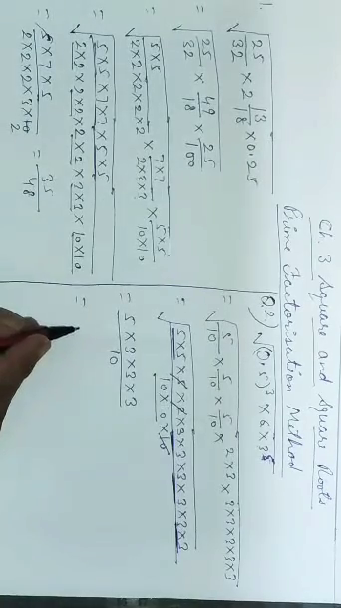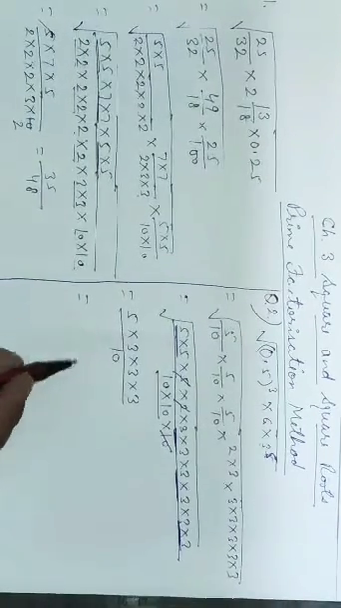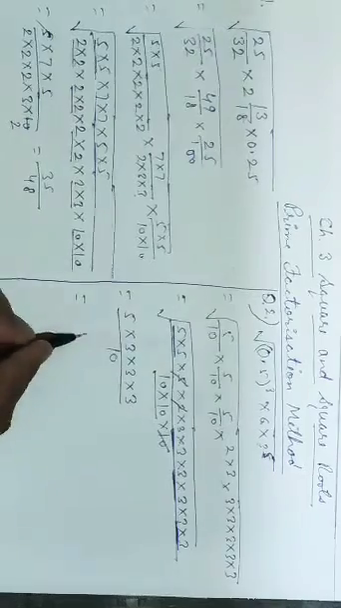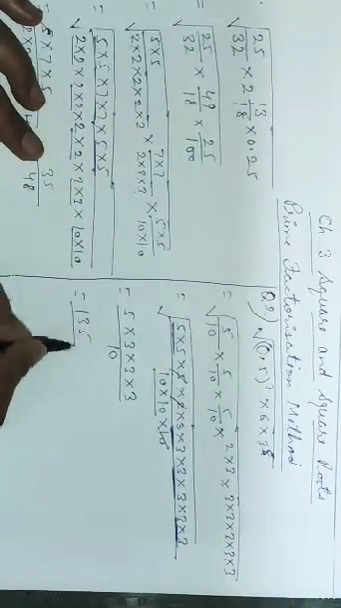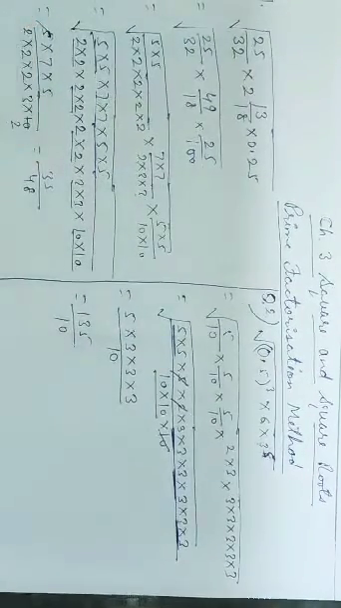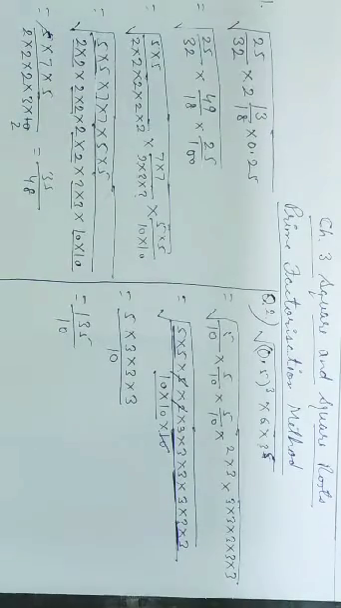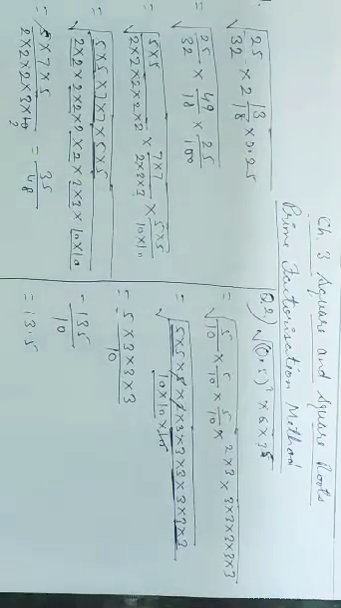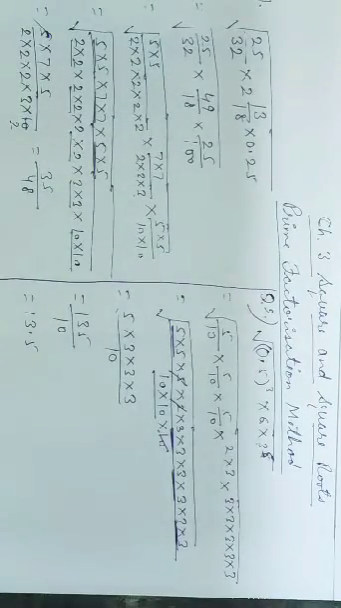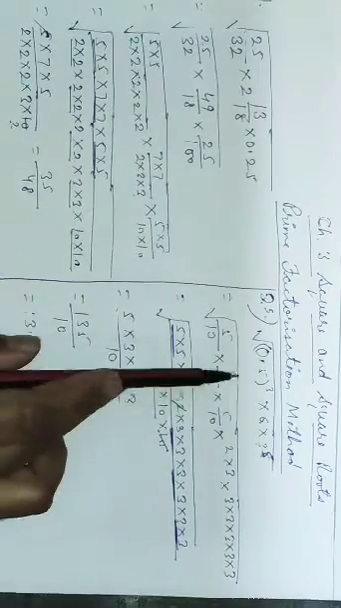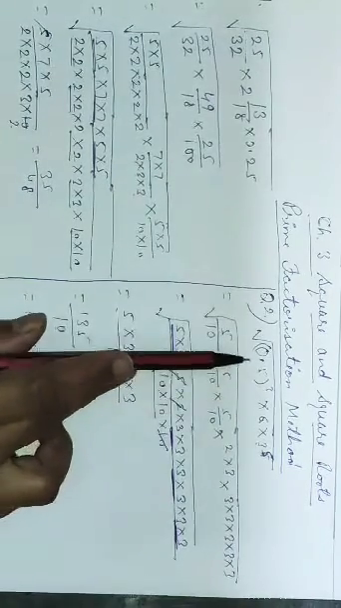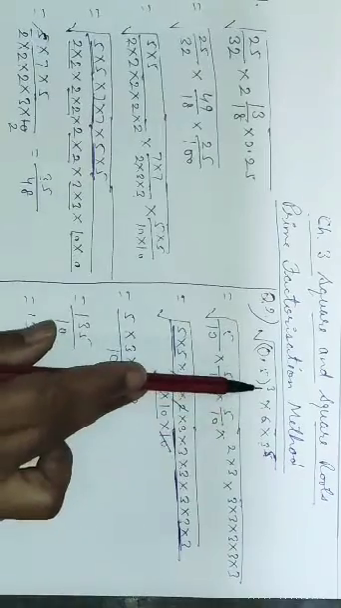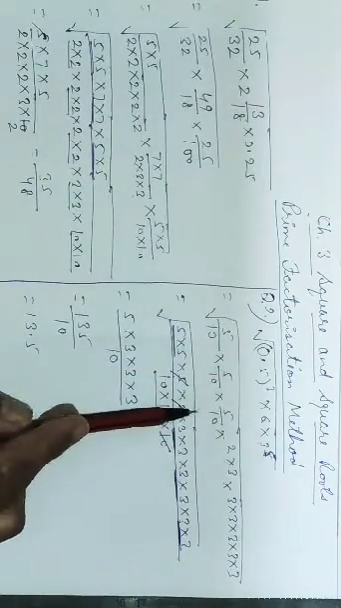So the product will be 135 by 10. So the result is 13.5 if I write it in the form of decimal. So this is how we will solve the decimal problem. With the power, I have removed the decimal. Power was 3, so I have multiplied this number thrice.